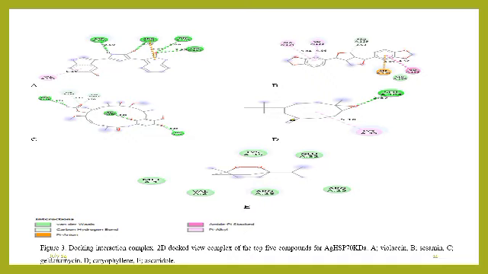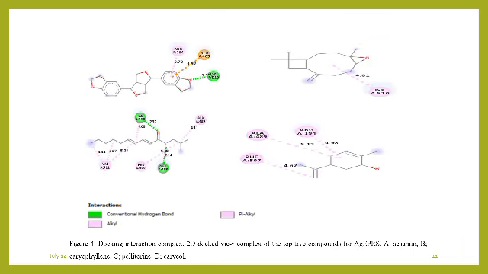Figure 3 shows the 2D docked view complex of the top 5 compounds for Anopheles gambiae heat shock protein 70 kD. Figure 4 shows the docking interaction complex, that is, the 2D docked view complex of the top 5 compounds for Anopheles gambiae glutamyl-prolyl-tRNA synthetase.